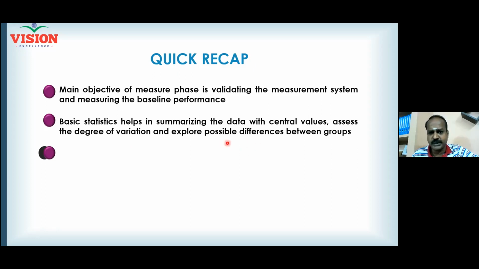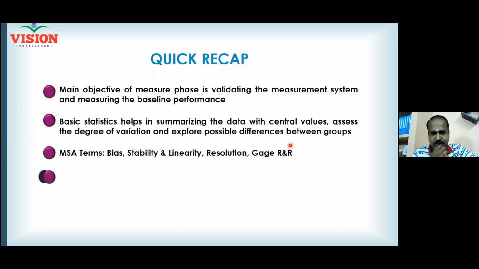And thereby you will be able to better understand the difference between any number of groups, difference between 2 groups, difference between 100 groups, any number of groups. And this is what I have done with all the 6 graphs so far, right? So MSA terminology: bias we discussed, linearity we discussed, stability we discussed, resolution, and then gauge R&R, right?